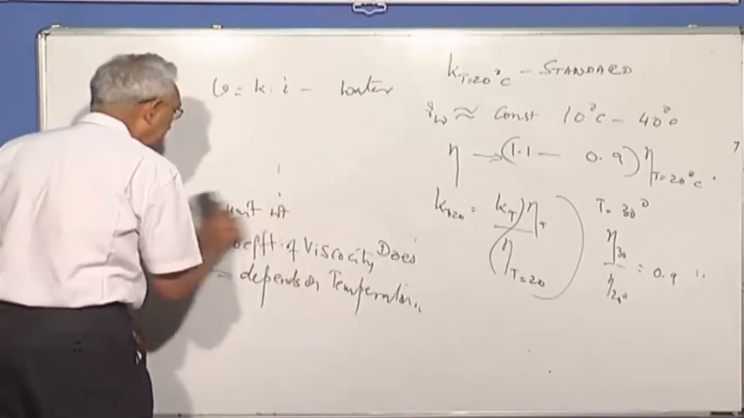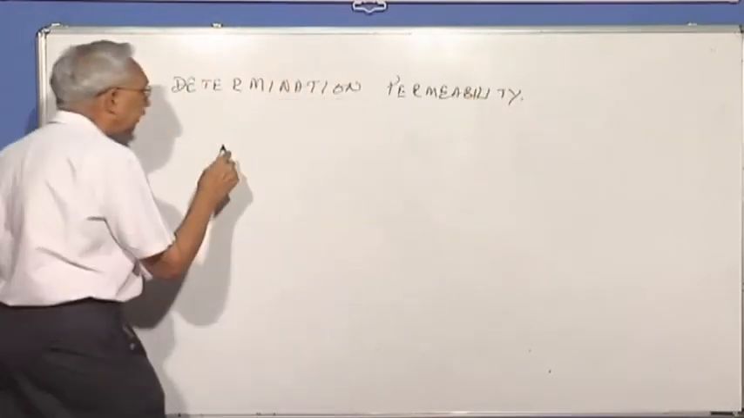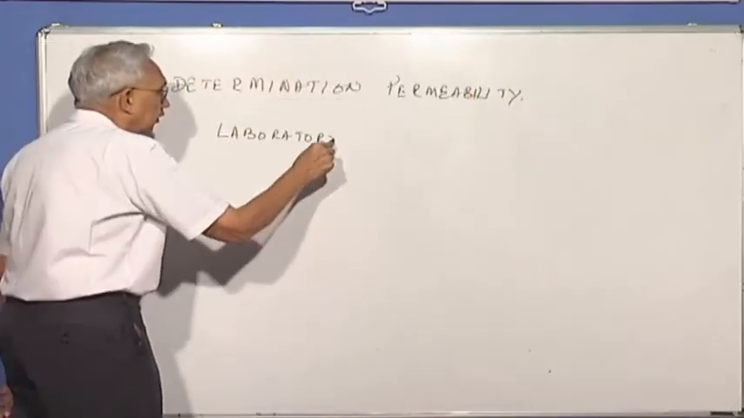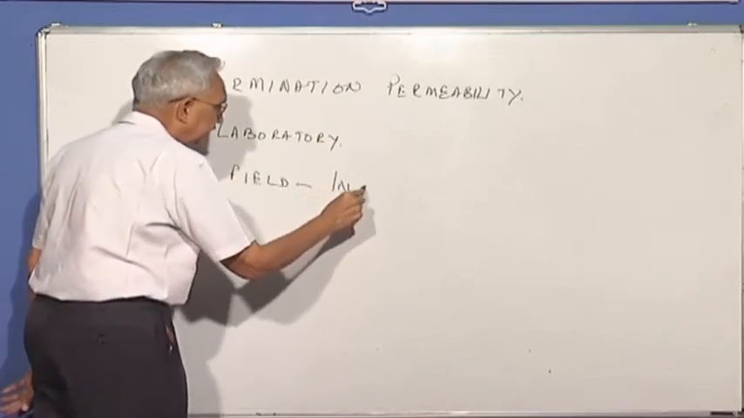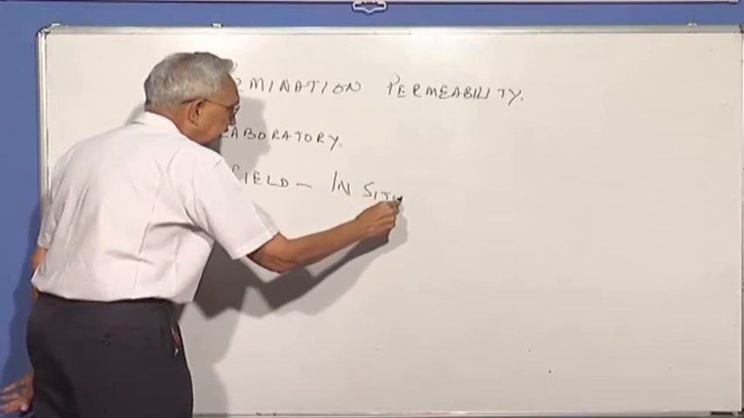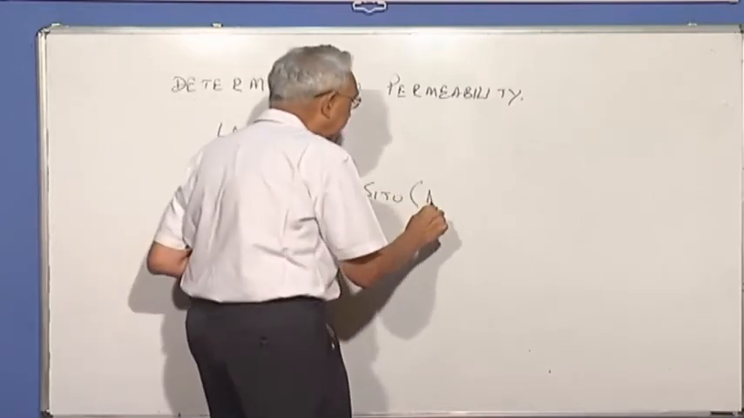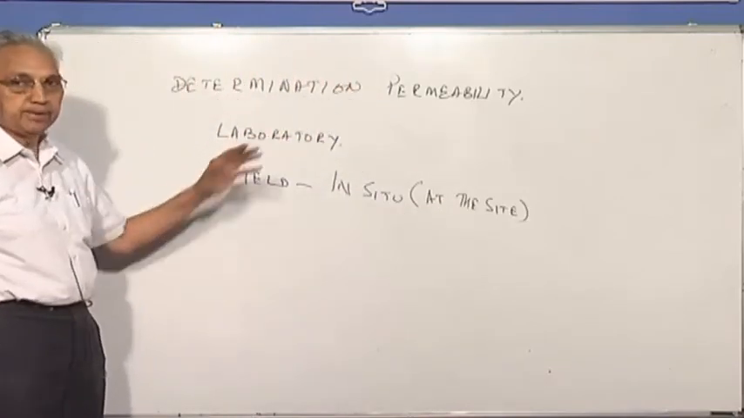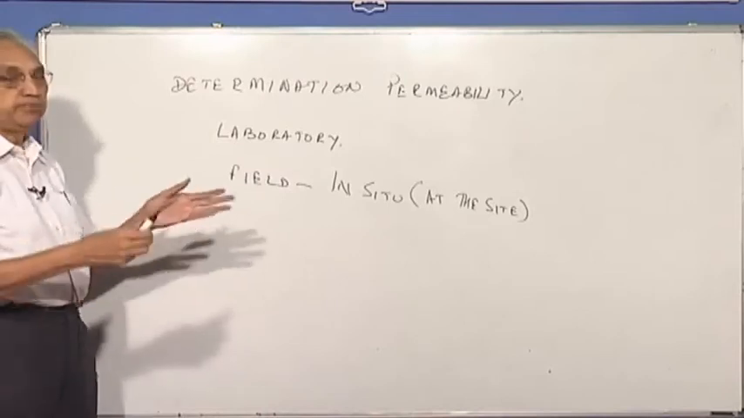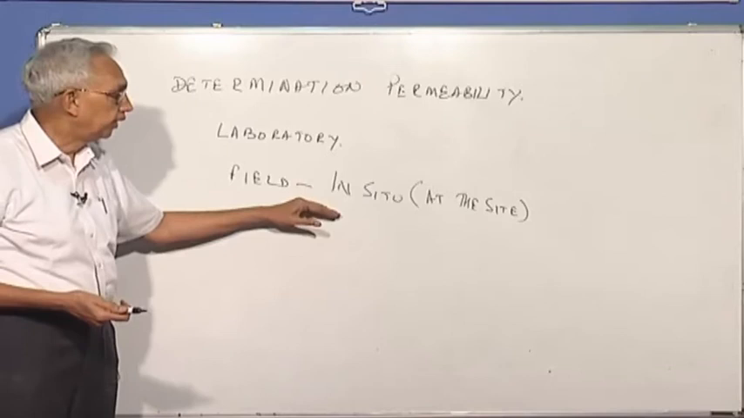Now let us see how we can determine this permeability. We can do that in the laboratory or we can do it in the field. This is called in situ. It's a common word you will see in geotechnical engineering. In situ means at the site. So we can determine it either in the laboratory on a small sample, or if you are doing a big project, you have to find out the permeability in the field.